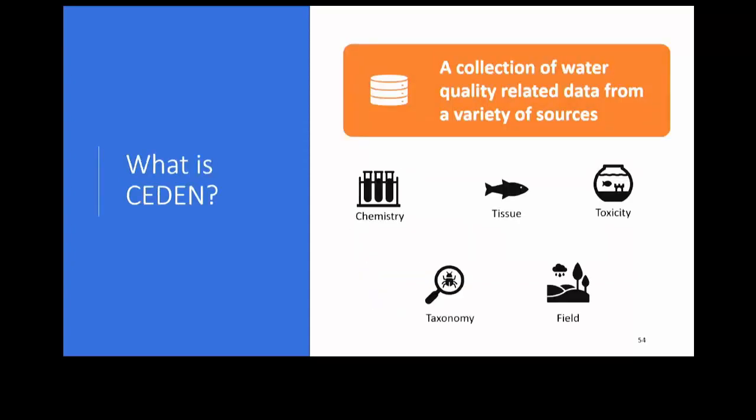So starting off, what is CEDEN? CEDEN is a database that collects water quality related data from a variety of sources. It breaks down the data into different data categories. We have chemistry data, tissue data, toxicity data, taxonomy data, and then field data.